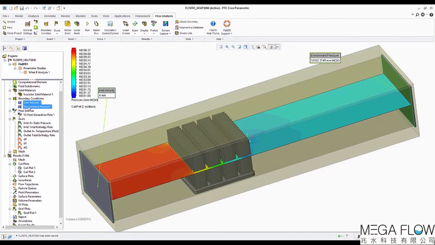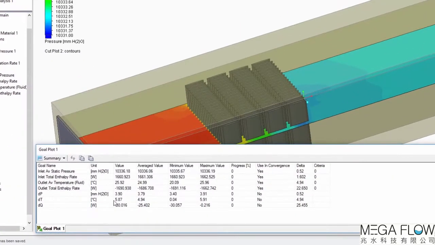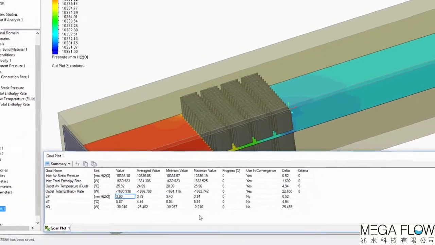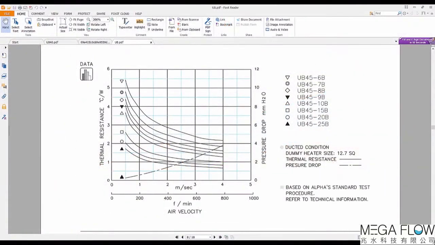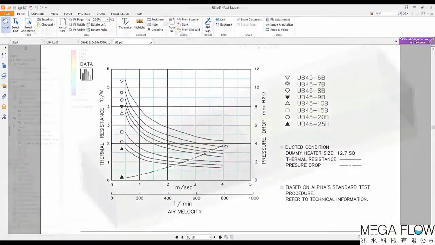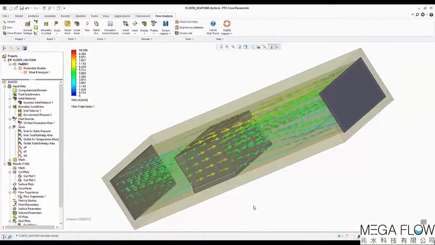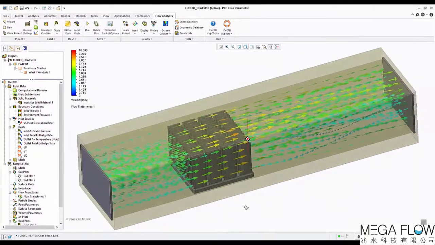To validate this approach, let's look at the pressure distribution at 4 meters per second airflow. The CFD predicts a 3.9 millimeters of water pressure drop total. The datasheet for this heatsink has a pressure drop of between 3.8 and 3.9 millimeters of water. The benefit is that we do not require a dense wall mesh and still get accurate results, negating the need to be a meshing expert.